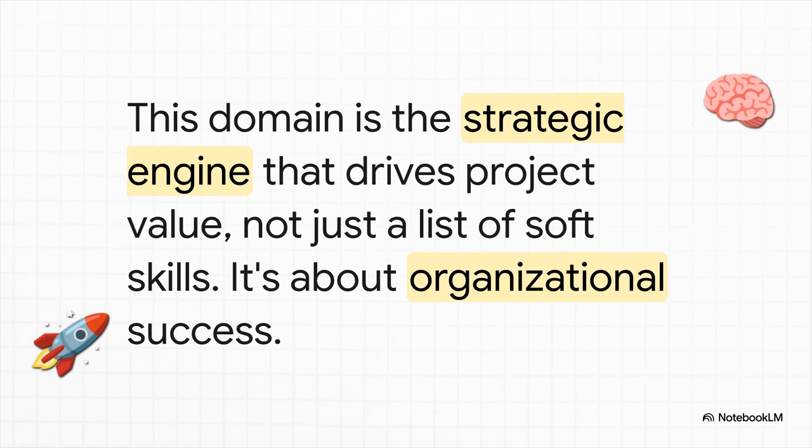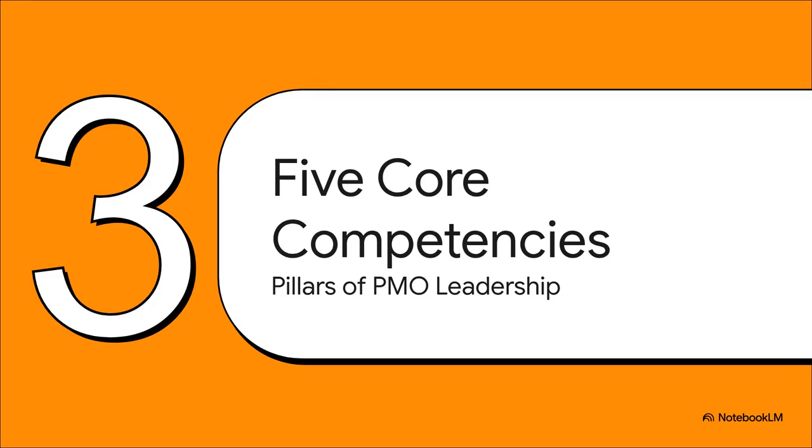And let's be crystal clear here. This is not just about being a people person or having good soft skills. We're talking about something way bigger. This stuff is being positioned as the strategic engine room, the thing that actually drives value and makes the whole organization successful. So if we look inside this people domain, the exam breaks it down into 5 core competencies. They call them tasks, but you can really just think of them as the 5 pillars of modern PMO leadership. Let's do a quick flyby of each one.